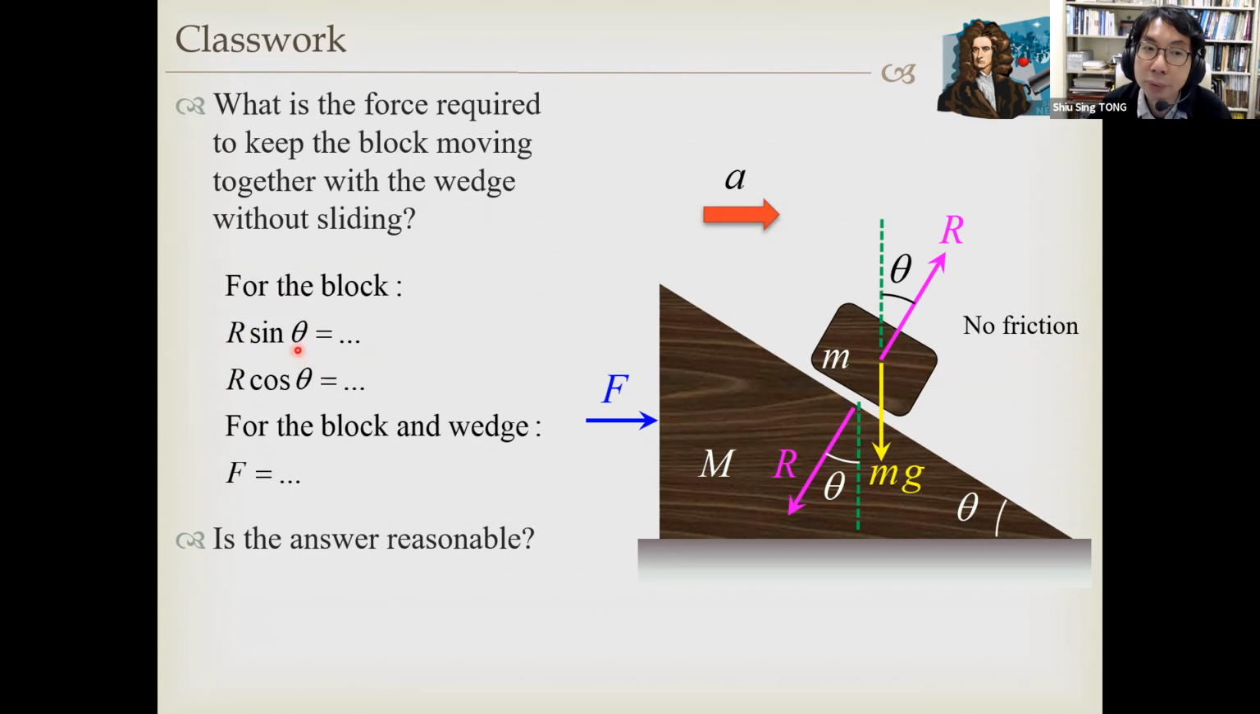Okay, so you should be able to set up two equations for the forces acting on the block in the horizontal and the vertical direction. And you can also set up another equation considering the block and the wedge as a whole using Newton's second law. And from this equation, you can solve for the force required to keep the block at rest on the surface. Okay, and you should check whether the answer is reasonable. Now I give you 3 or 4 minutes to do it. Okay, can you try to do it now?